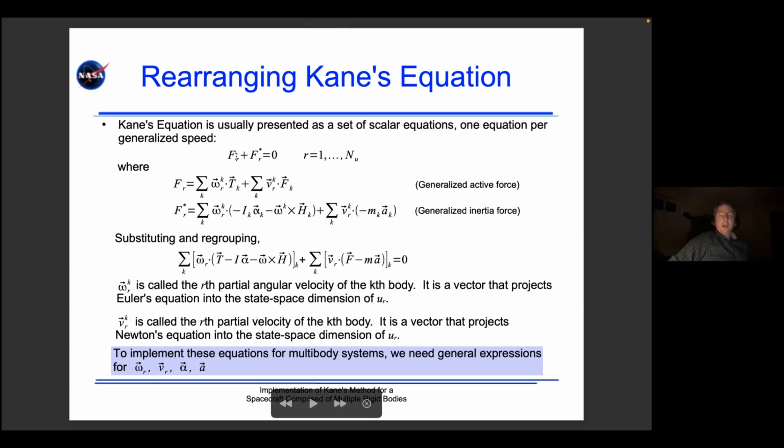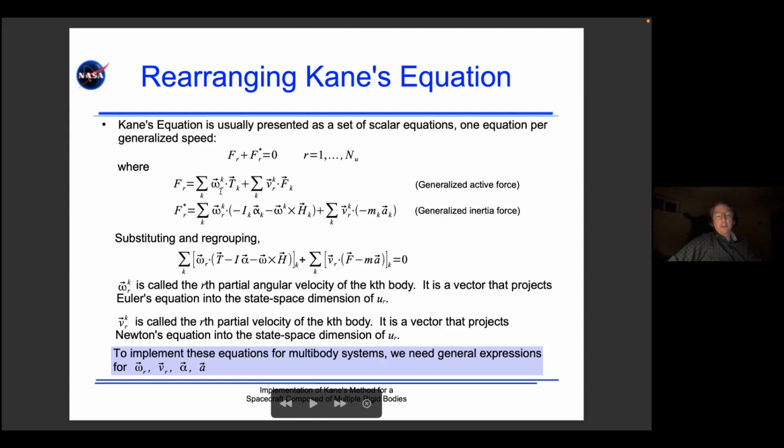Awesome. So the way Kane's equation is presented is just this very elegant looking thing, FR plus FR star equals 0. Of course, the more concise the notation gets, the more words you have to use to explain it. So let's unpack this a bit. The subscript R here is because I've got so many degrees of freedom. So for the rth degree of freedom, I'm going to have an equation. And the pieces that go into it, the first term is what we call generalized active forces.